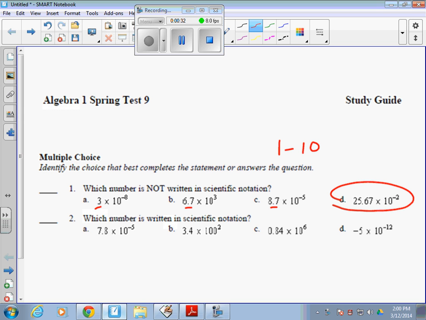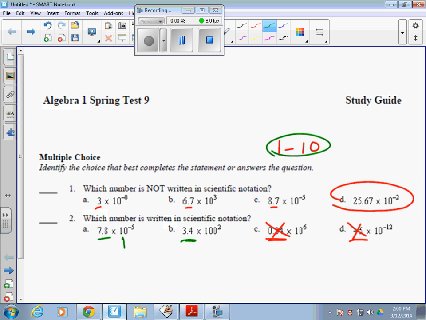Number 2 says which one is written in scientific notation. Well, this one right here is too small. It's not between 1 and 10, and a negative number is not between 1 and 10. It's got to be a positive between 1 and 10. You have two numbers up front. Both of them are between 1 and 10. That's the first criteria, so you met that one.